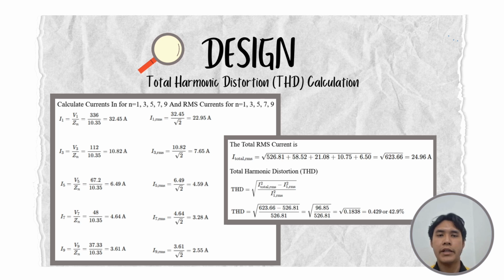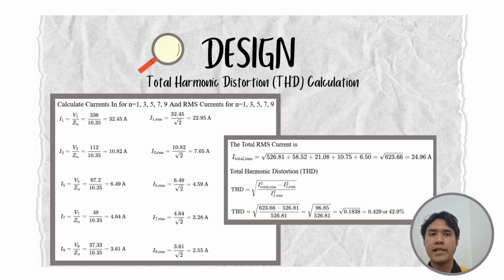Then we calculate the currents In for n equals 1 to 9 and the RMS currents. We obtain the results of I1 to I9, which are 32.5 amps, 10.82, 6.49, 4.64 and 3.61. Then we can calculate the RMS values by dividing by square root 2, which gives 22.95, 7.65, 4.59, 3.28 and 2.55. By obtaining these values, we can calculate the total RMS current, which is 24.96 amperes.